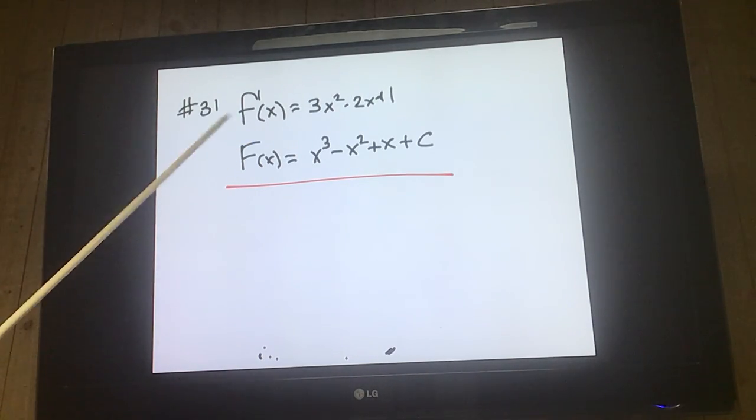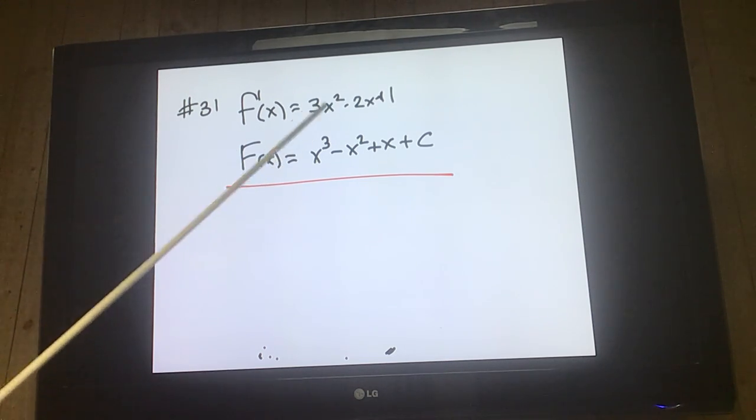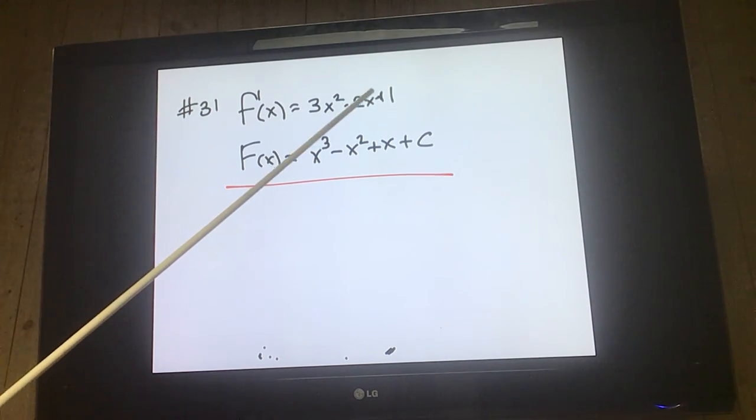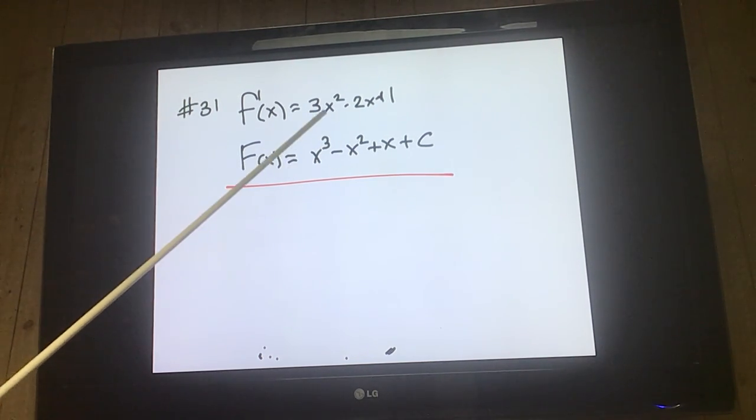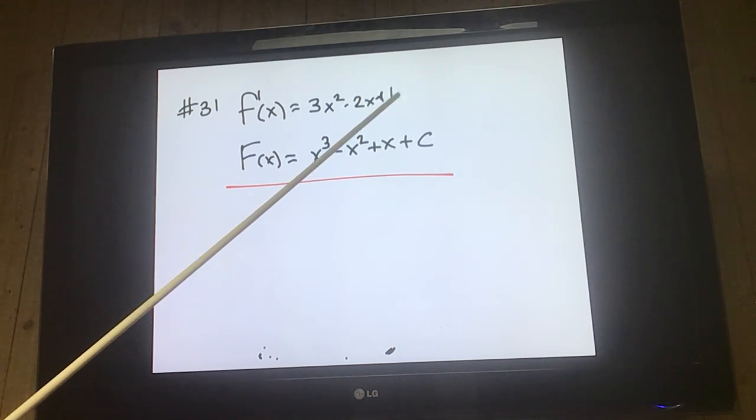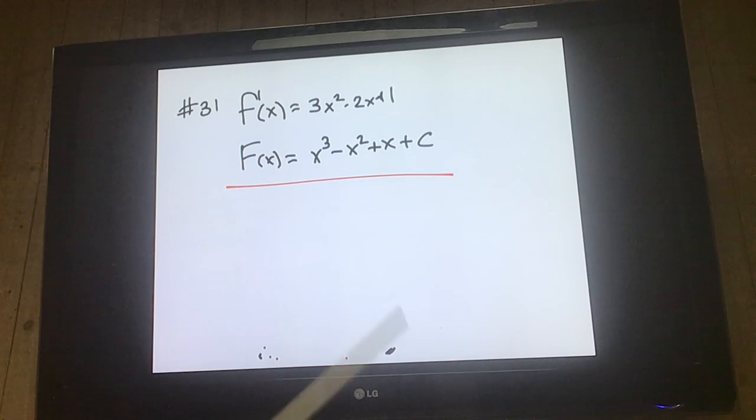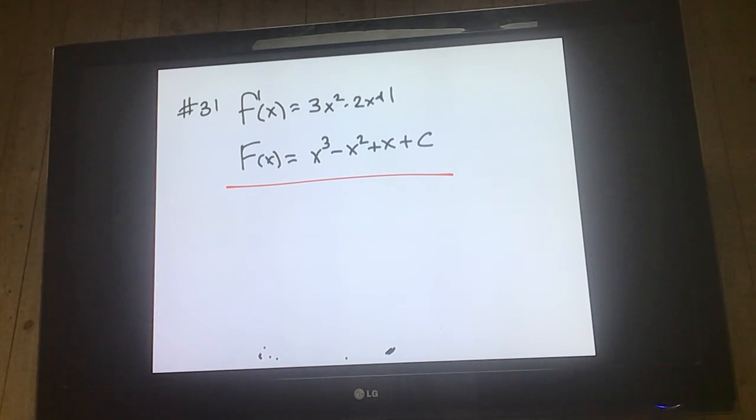Number 31, they're asking for the antiderivative. So for the antiderivative, we're going to add 1 to the exponent, 3, and divide by it. 3 divided by 3 is 1, so x cubed. Add 1 to the exponent, divide by it. So 1 plus 1 is 2, divide by 2 is 1. So x cubed minus x squared. This is x to the 0, so add 1 to it. That's 1, divide by it is still 1, so that's x. And then I always have to add the plus c to my antiderivative. Just a little hint, this is the track that we're heading for integrals. As we take integrals, the integral is actually the antiderivative.